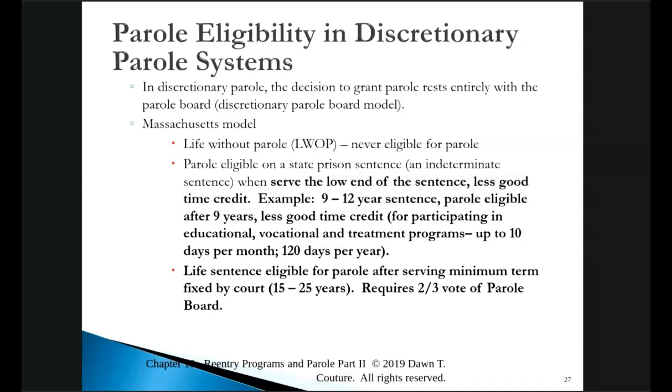In discretionary parole states such as Massachusetts and other states that have mandatory parole, there are certain offenses that are parole ineligible. So we have life without possibility of parole sentences in Massachusetts for first-degree murder. And I'll talk a little bit more about that very shortly.